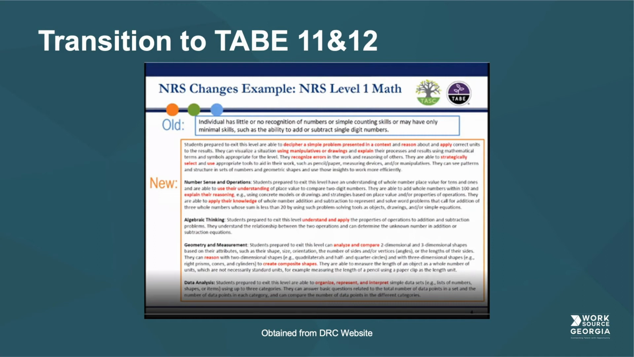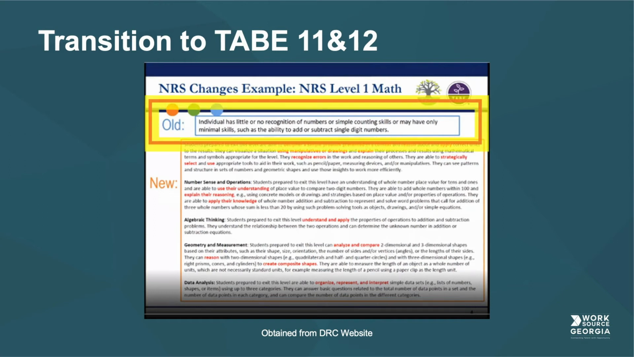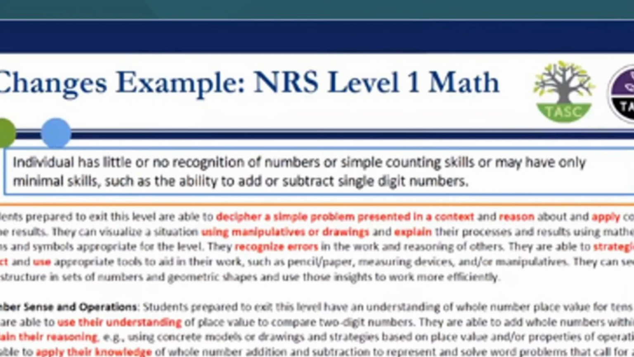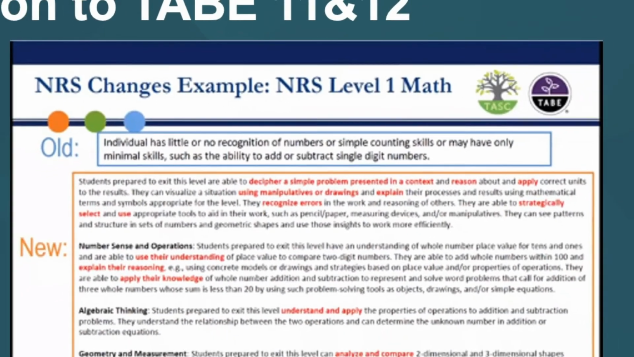That's why it's different. I have extracted this example that you see on the screen from one of the DRC training webinars. As you can see, the old math requirement was one sentence long. Individual has little or no recognition of numbers or simple counting skills, or might have only minimal skills such as the ability to add or subtract single-digit numbers. That was it. That was the standard.